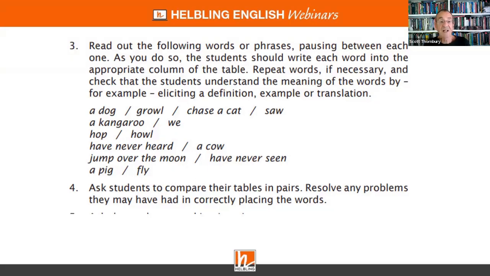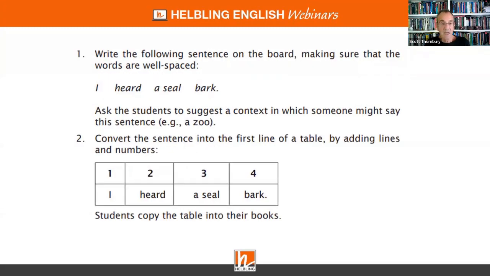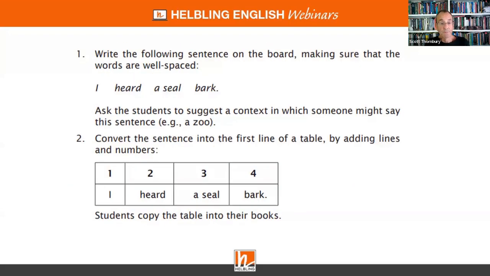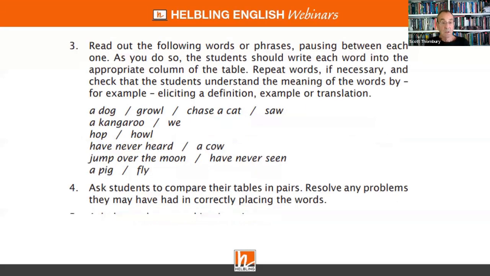Growl. Dog growls when it swallowed a tennis ball. Chase a cat, saw a kangaroo. We. Where does we go? Column number 1. Okay. Hop, have never heard. What column does that go into? Number 2. And so on, so on. Jump over the moon, and so on. Ask students to compare their tables in pairs.